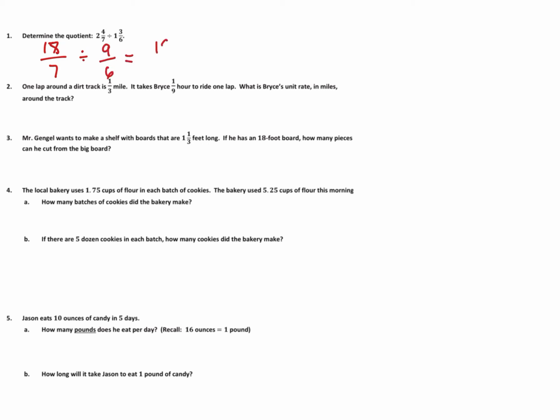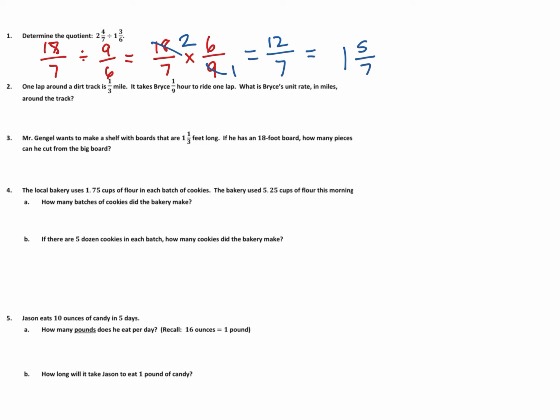But when you're dividing fractions, you can change it to multiplication if you flip the second one. We can look for like terms, so 9 goes into 18 twice, and 9 goes into 9 one time. 2 times 6 is 12, and 7 times 1 is 7. Then if you want to, you can change it back into a mixed number, because 7 goes into 12 one time, with 5 left over.